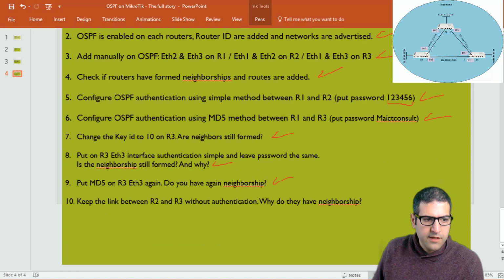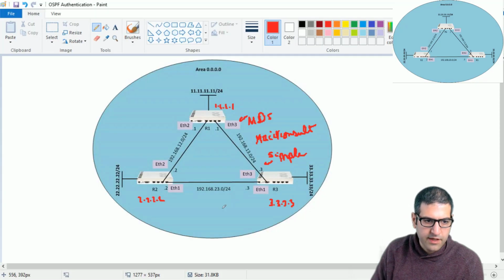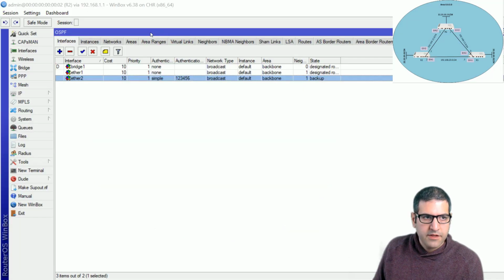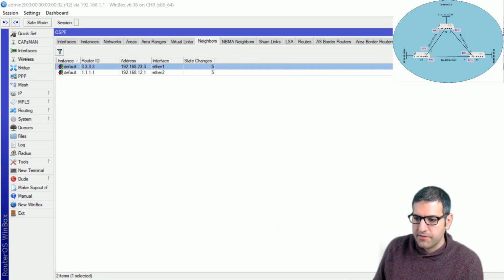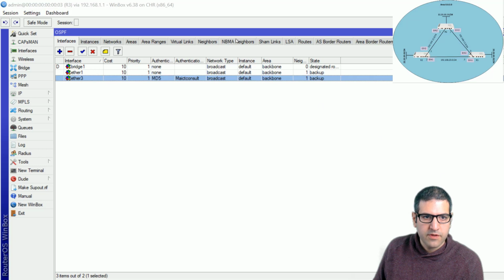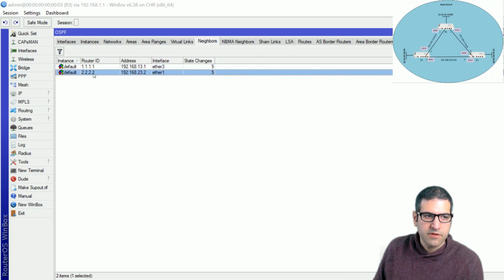Point number 10, keep the link between R2 and R3 without authentication. Why do they have neighborship? So we have this link that we didn't work on yet, this link between router 2 and router 3. They say keep it without touching it, without putting authentication. Why is it working? Why do we have neighbors? If we go to router 2, and I look at neighbors, it formed neighborship with router 3. Also on router 3, if I go to neighbors, it formed neighborship with router 2. So why do we have neighborship?